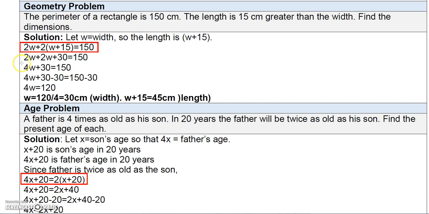Okay, next we're going to do a couple of geometry problems. Kind of like the acorn that grew up and said geometry. Okay, all right, yeah, that was corny, I know.